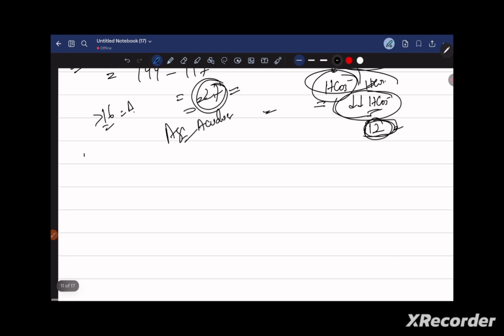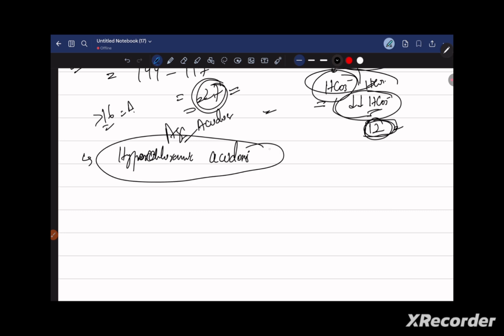And remember one thing, that it is hyperchloremic acidosis. What sort of anion gap acidosis? Hyperchloremic acidosis. This is important. How is this hyperchloremic acidosis?